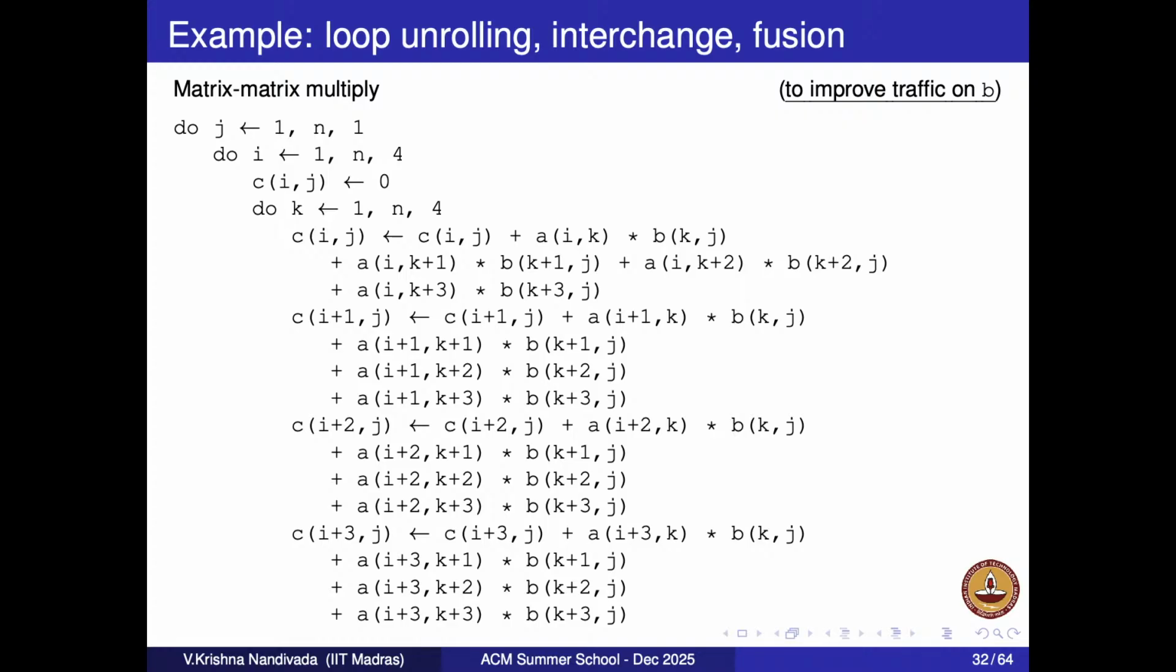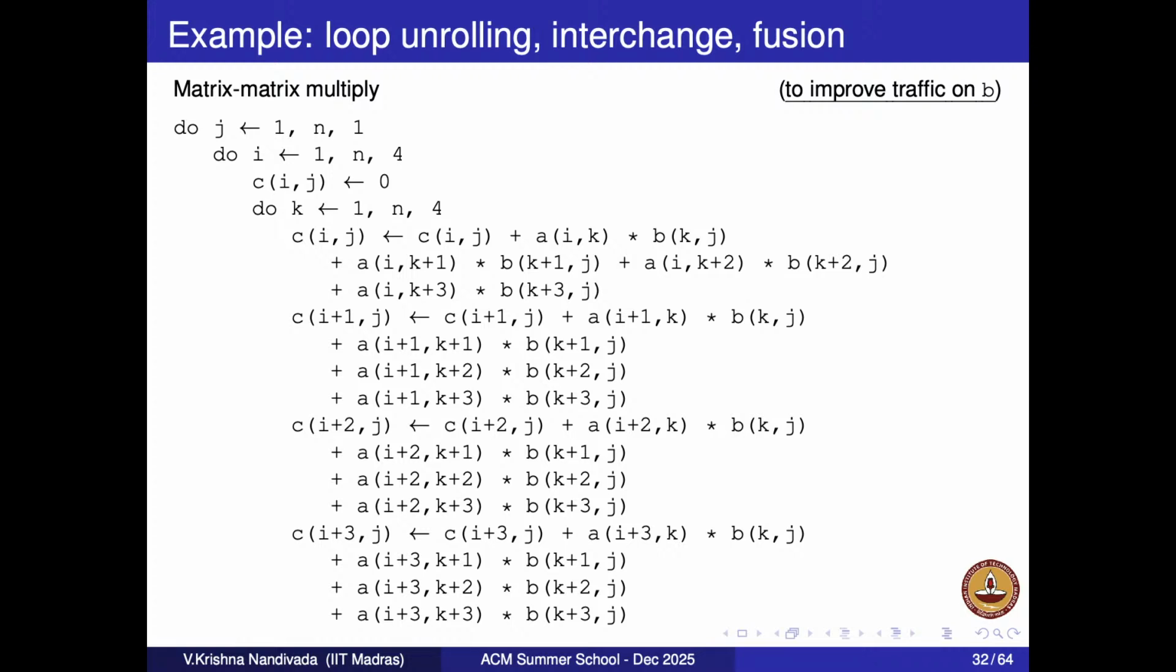So what all did we do here if you pay attention? I unrolled the K loop and the I loop. Okay. What else did I do? I interchanged the loops. I did loop interchanging. Then I did something more. Let me take a pen and explain it. I have unrolled twice. I have unrolled two different loops. I have unrolled this loop and this loop.